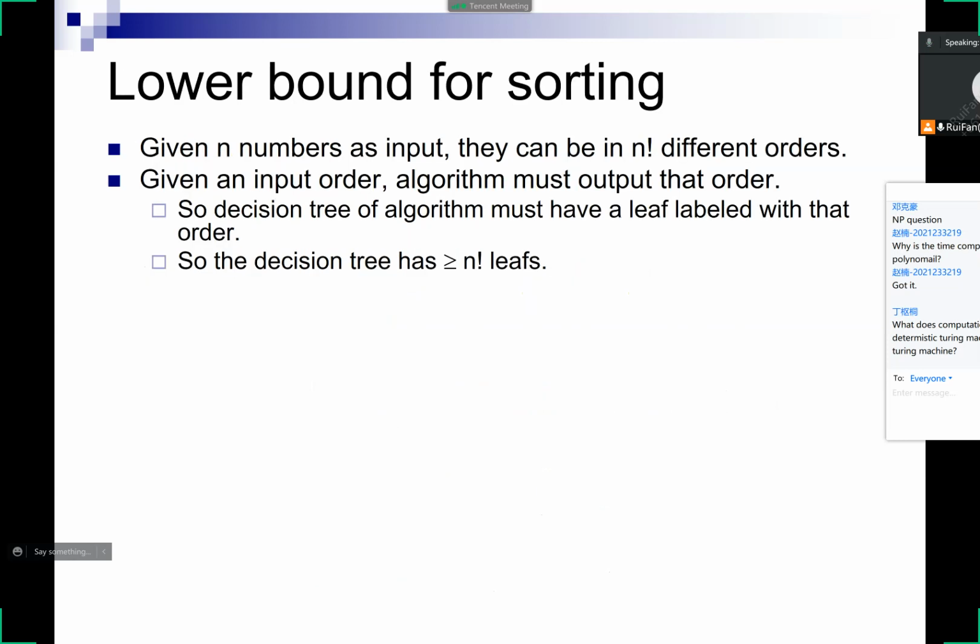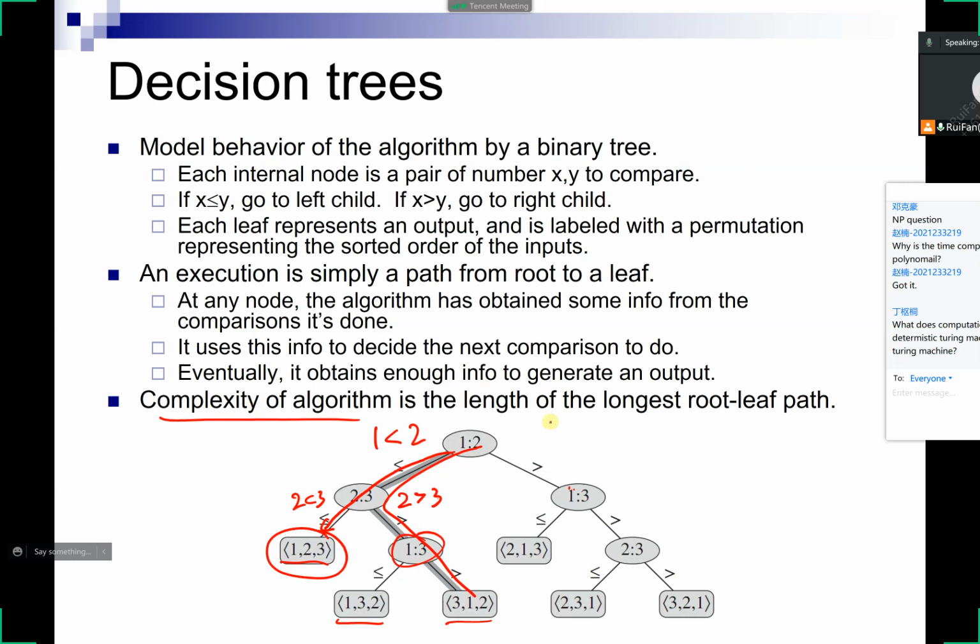What we're going to show is that the complexity of any algorithm, of any decision tree to sort n numbers, is going to be at least n log n.